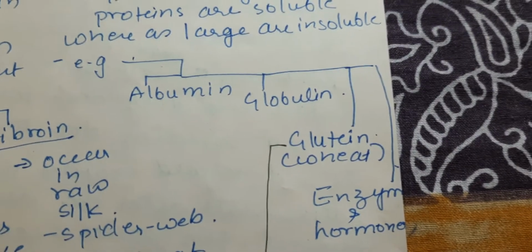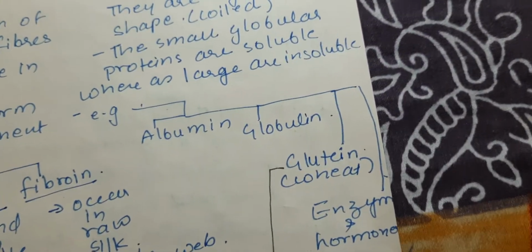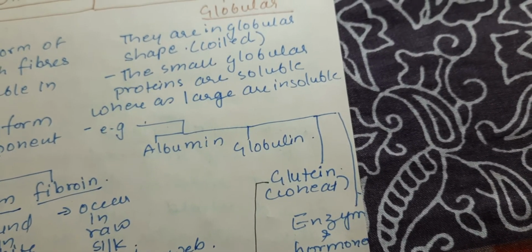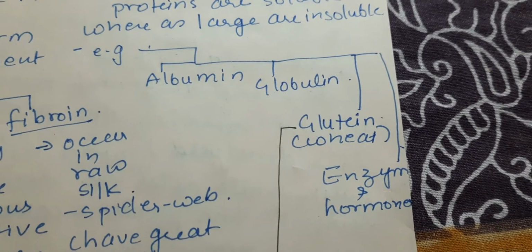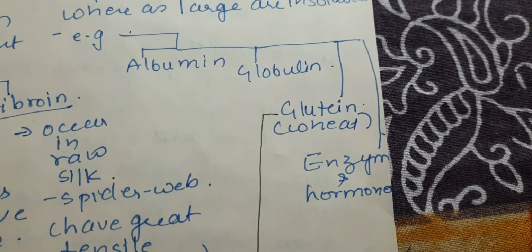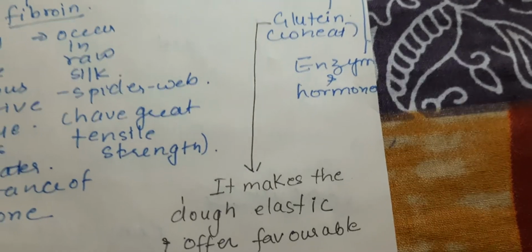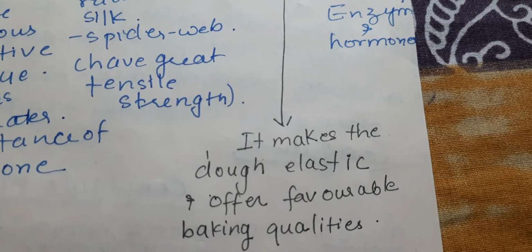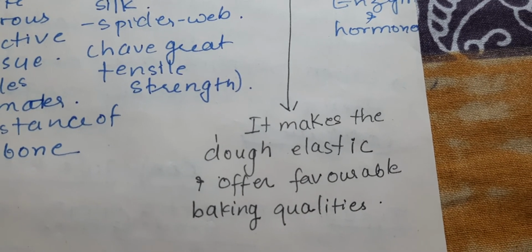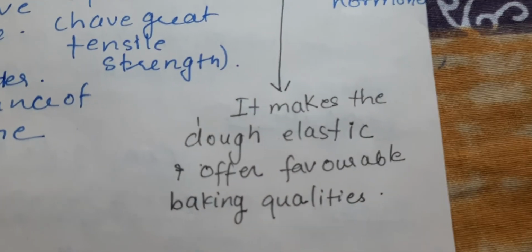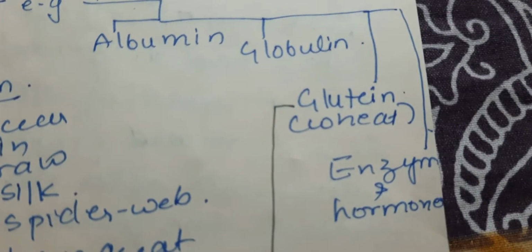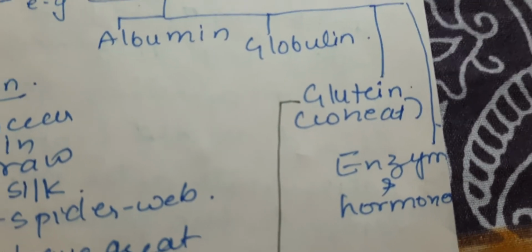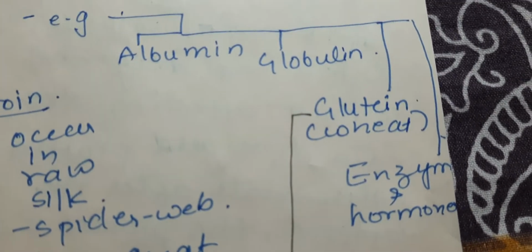Here, the gluten protein, which is present in the wheat, is usually also present in some of the seeds in the endosperm portion, and it is the storage product over there, so it is present in good amount in wheat, and it makes the dough elastic and offers favorable baking qualities. Now you should also know that sometimes some people have intolerance to gluten. That means they are unable to digest this wheat protein, or they may be allergic to this protein.